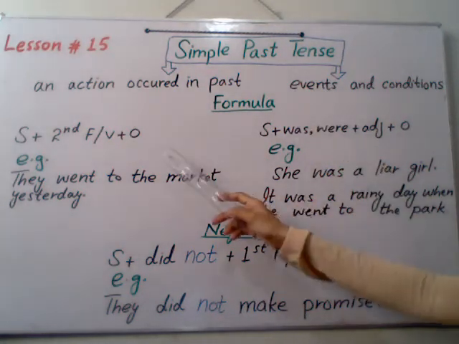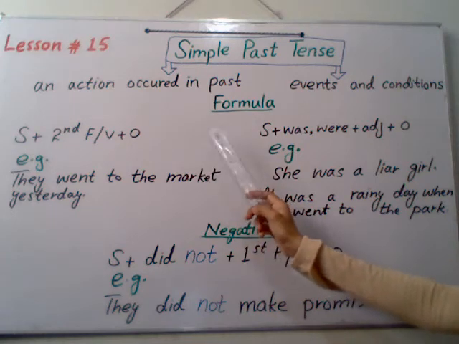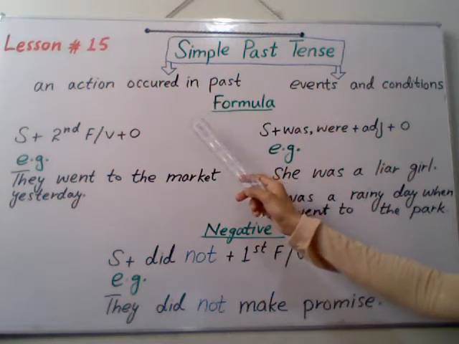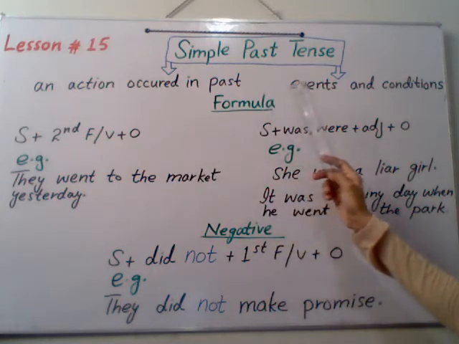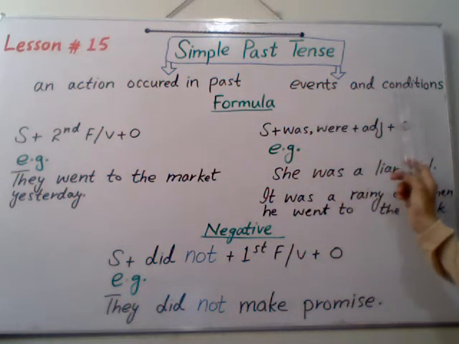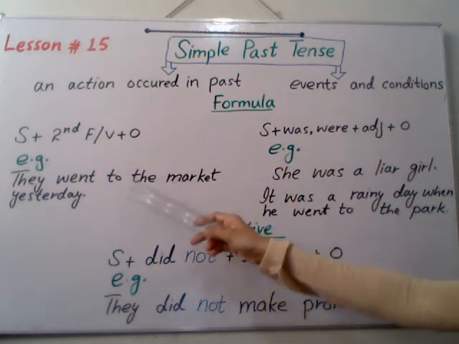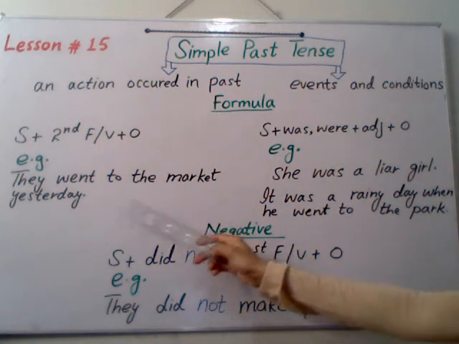Here are formulas. Okay, whenever we talk about any action which occurred in past, we use this formula, and whenever we talk about any events and condition, we use this formula. Very easy, simple. See here, example: they went to the market yesterday.